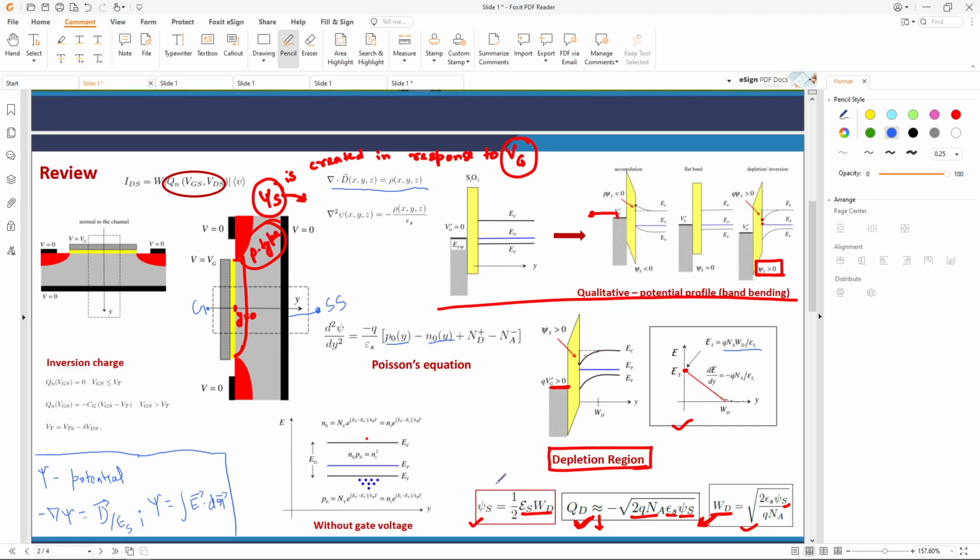So that is essentially this formula here. Psi s is half epsilon s times WD. Epsilon s is essentially this ES, this electric field that you see here, and WD is this. So it is just the area under the triangle. Is that clear? Yes, sir. So this is the area under the triangle.